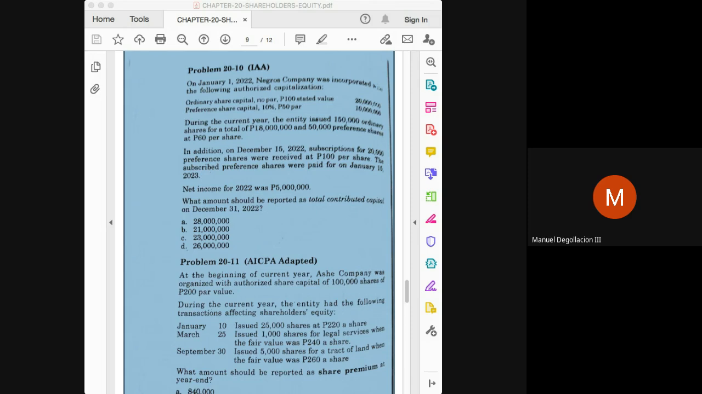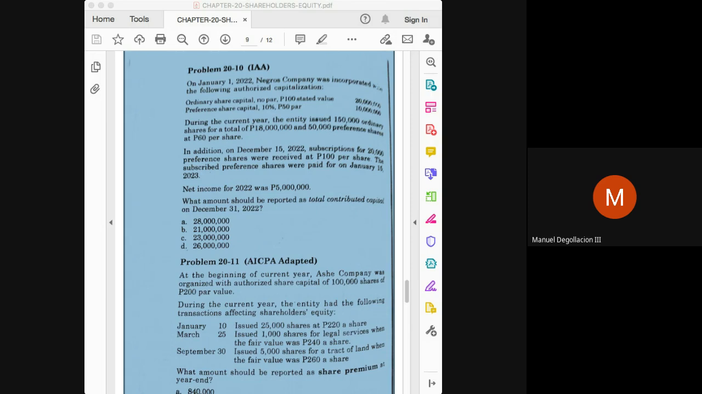Okay, so on January 1, 2022, Negros Company was incorporated with the following authorized capitalization. Total value authorized ordinary share capital would be 20 million, preference share capital 10 million. During the current year, the entity issued 150,000 ordinary shares for a total of 18 million and 50,000 preference shares at 60 per share. So that would be 50,000 times 60. That would give you 3 million. So from these issuances alone, we know that these two will form part of our contributed capital, so we will have 18 million and 3 million.